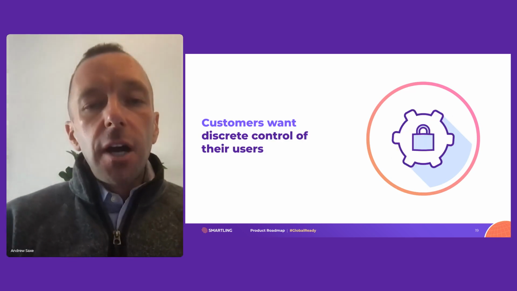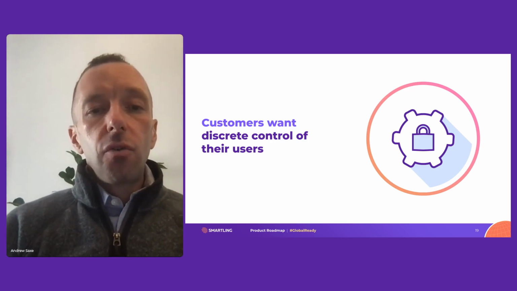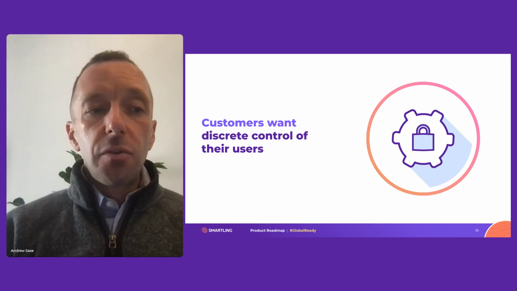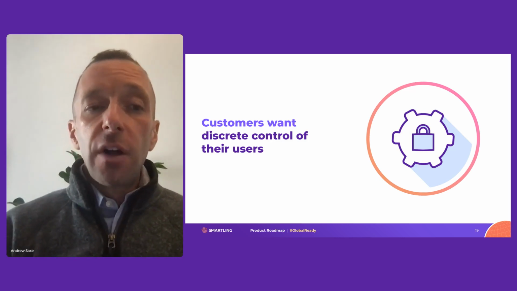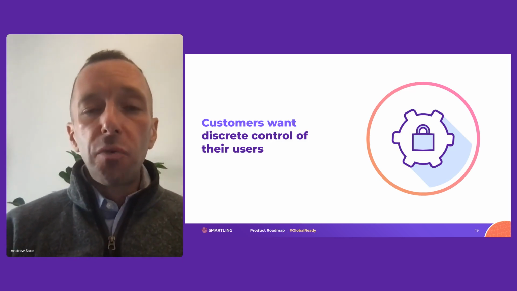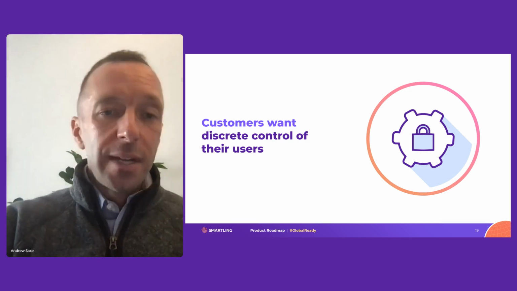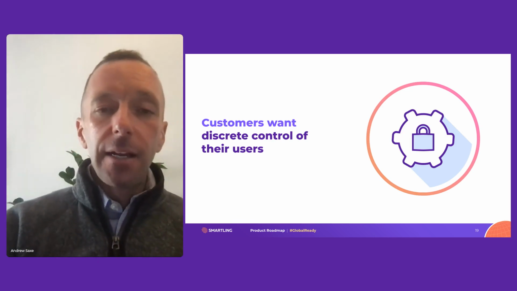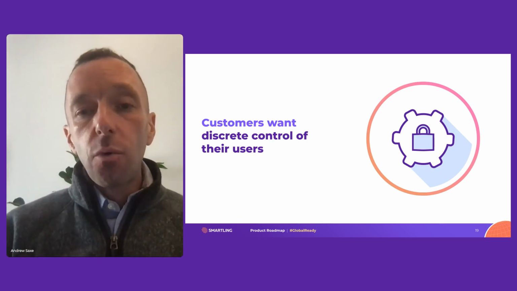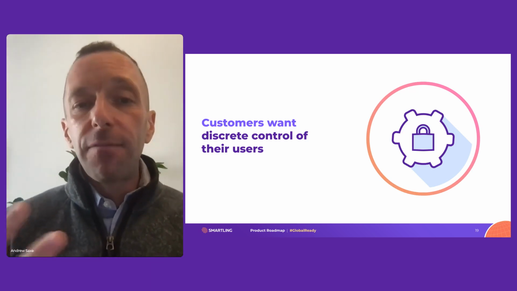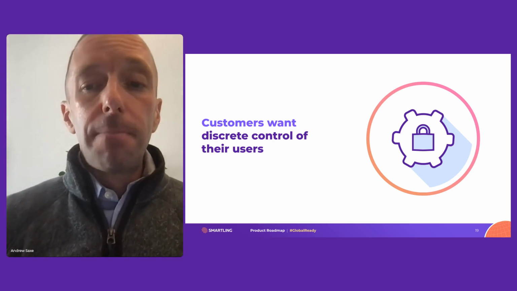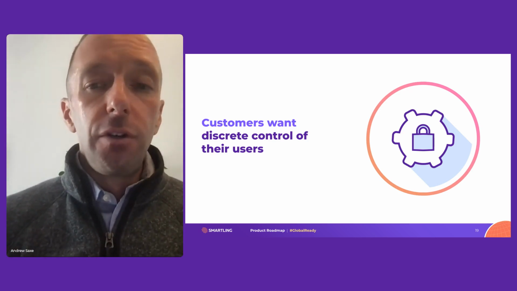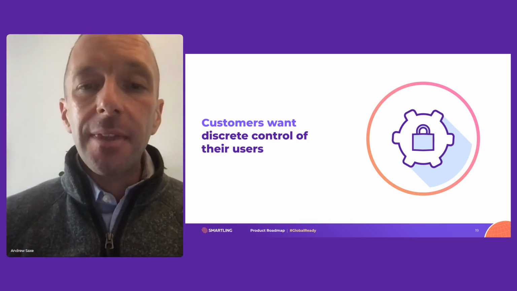And we also know that customers want more discrete control of their users. So this is really around probably roles and permissions. So a developer role or a read-only role, or controlling who has access to the API page or who has access to the workflow page, and being able to give different control to different types of users, in addition to some better management tools of users in the platform.